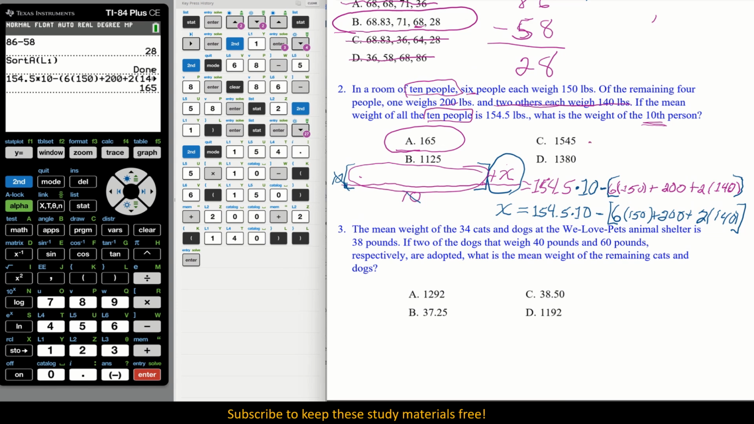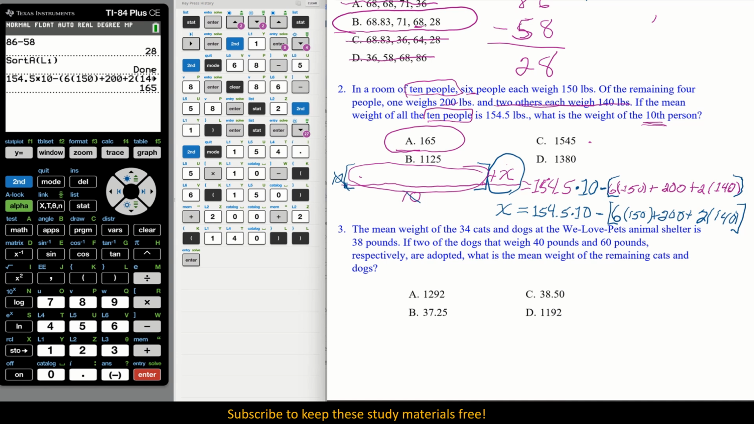The mean weight of 34 cats and dogs. This is the actual animals. 34 animals, which are just cats and dogs, at We Love Pets Animal Shelter is 38 pounds. If 2 of the dogs weigh 40 pounds and 60 pounds, respectively, are adopted, what is the mean weight of the remaining cats and dogs? Now, this is going to be done in 2 sections, 2 steps.